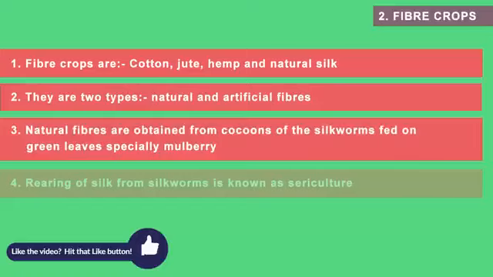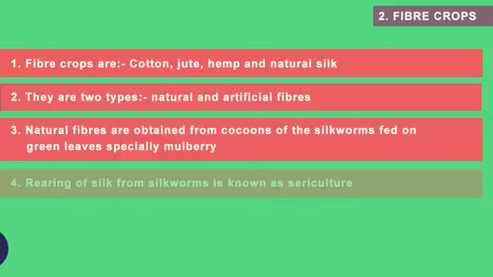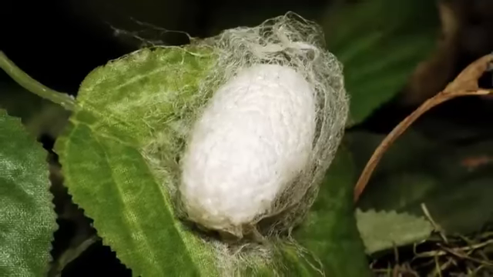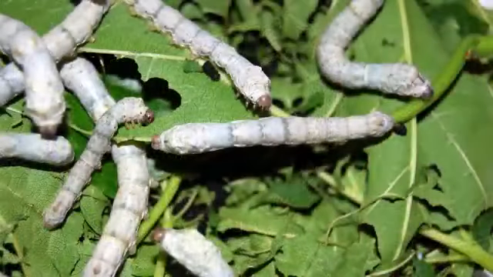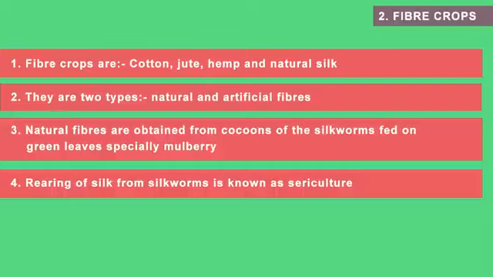Most of the natural fiber crops are obtained from cocoons of the silkworms. And silkworms feed on green leaves known as mulberry. The process of rearing silk from silkworm is known as sericulture. Sericulture starts with S, so remember that. S also stands for silk. Just remember it this way, it will be easy.